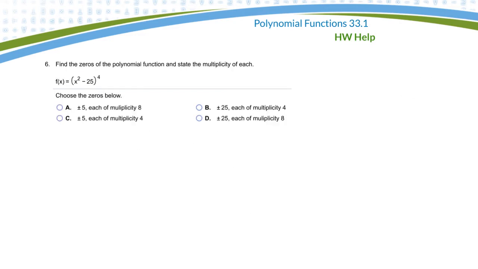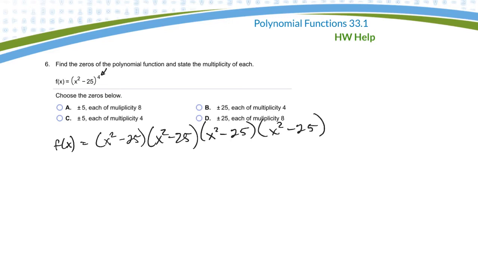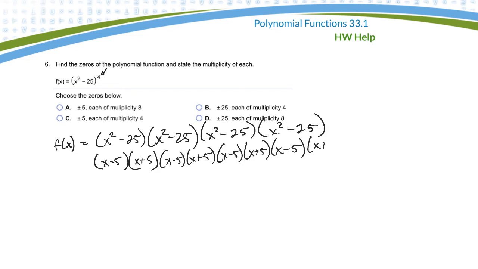Find the zeros of this polynomial. Ooh, and there's a 4 there too. Nice. So let's write that out. So it's x squared minus 25, and there's 4 of them. Okay, each one of them can be factored to x minus 5, x plus 5, and that repeats four times.